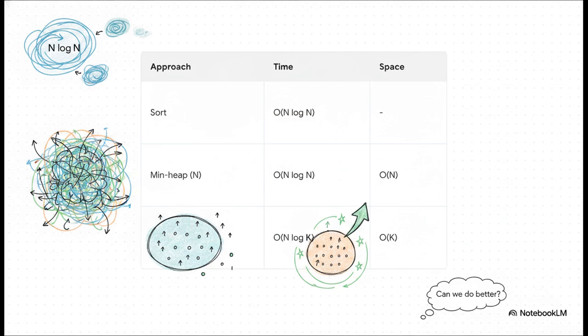So we gotta ask the refrain, can we do better? Yes, absolutely. The triumphant winner here is the min-heap of size K. By immediately popping an item out if the heap size grows larger than K, we slash our time complexity down to O of n log K and our space complexity to just O of K. We literally only keep what we absolutely need.